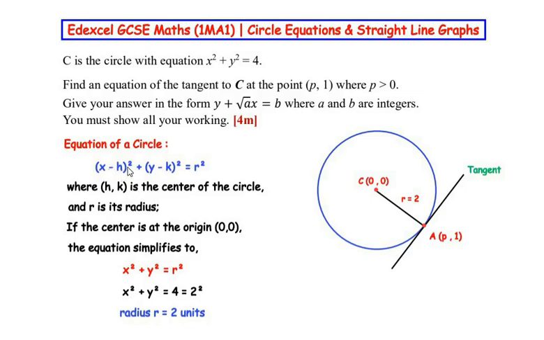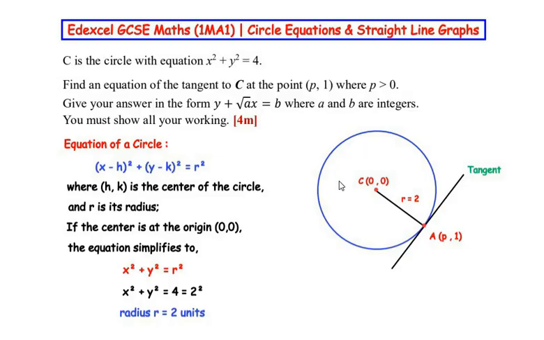which is x minus h the whole squared plus y minus k the whole squared is equal to r squared. In this equation, h and k represent the center of the circle and r represents the radius. Now let us compare the given equation with the standard equation. After comparison we can see that the values of h and k are 0 for the given circle. So (h, k) becomes (0, 0).